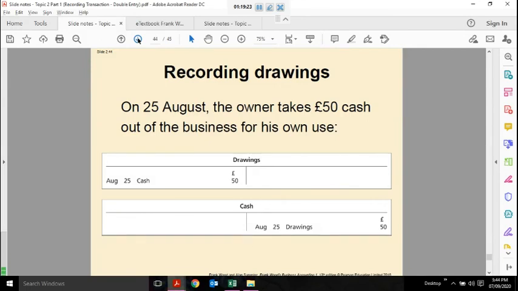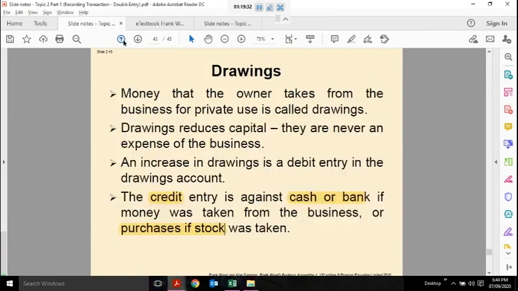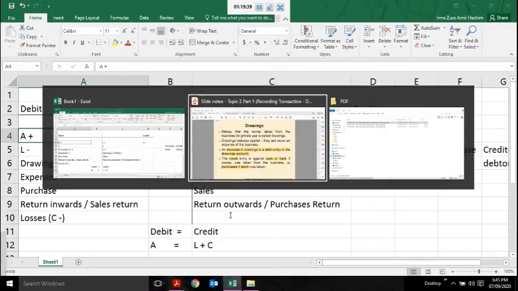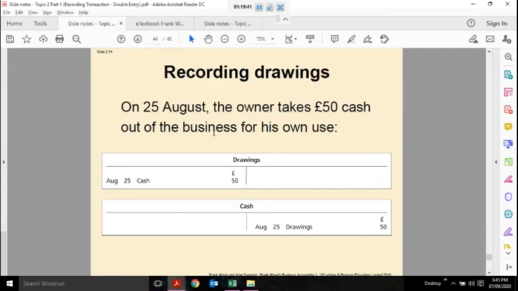On 25th August, the owner takes 50 cash out of the business for his own use. Okay, so as I mentioned, drawing will always be on debit. You should memorize this. Okay, debit entry. So it takes cash, so you should write the month, date, okay, the amount, and then you open the cash account. Okay, August 25th. So the item it should be drawing, it should be contra, same amount of 50.